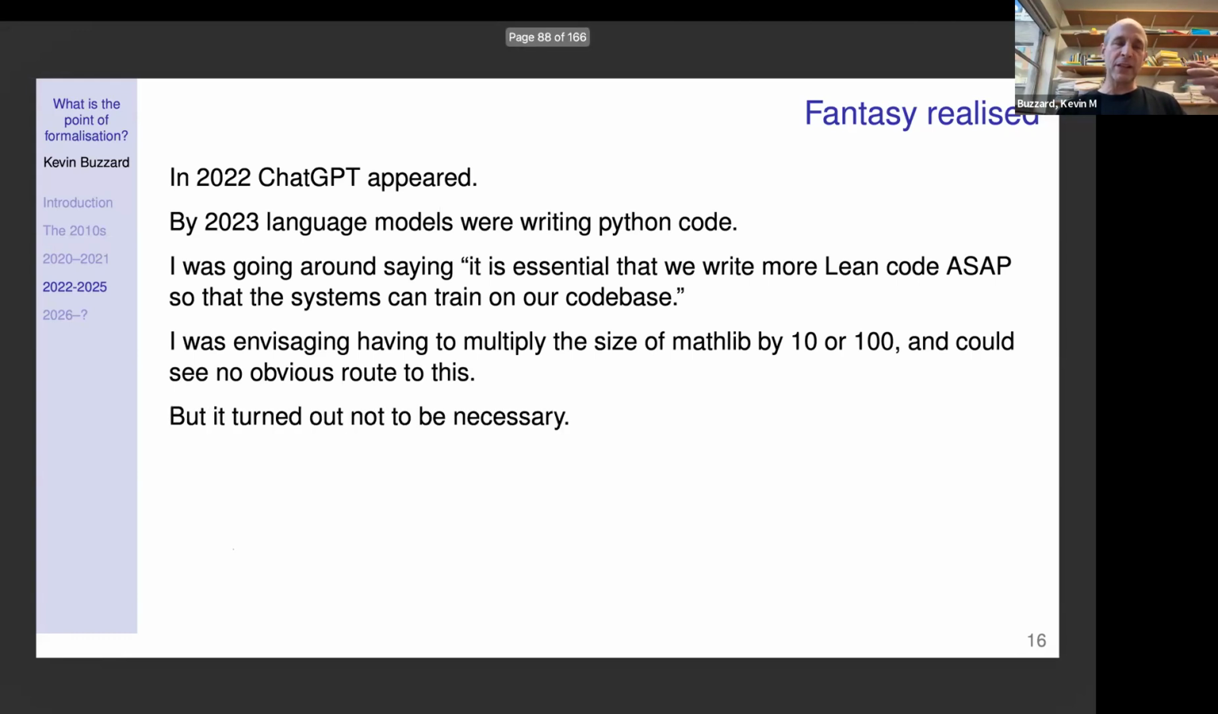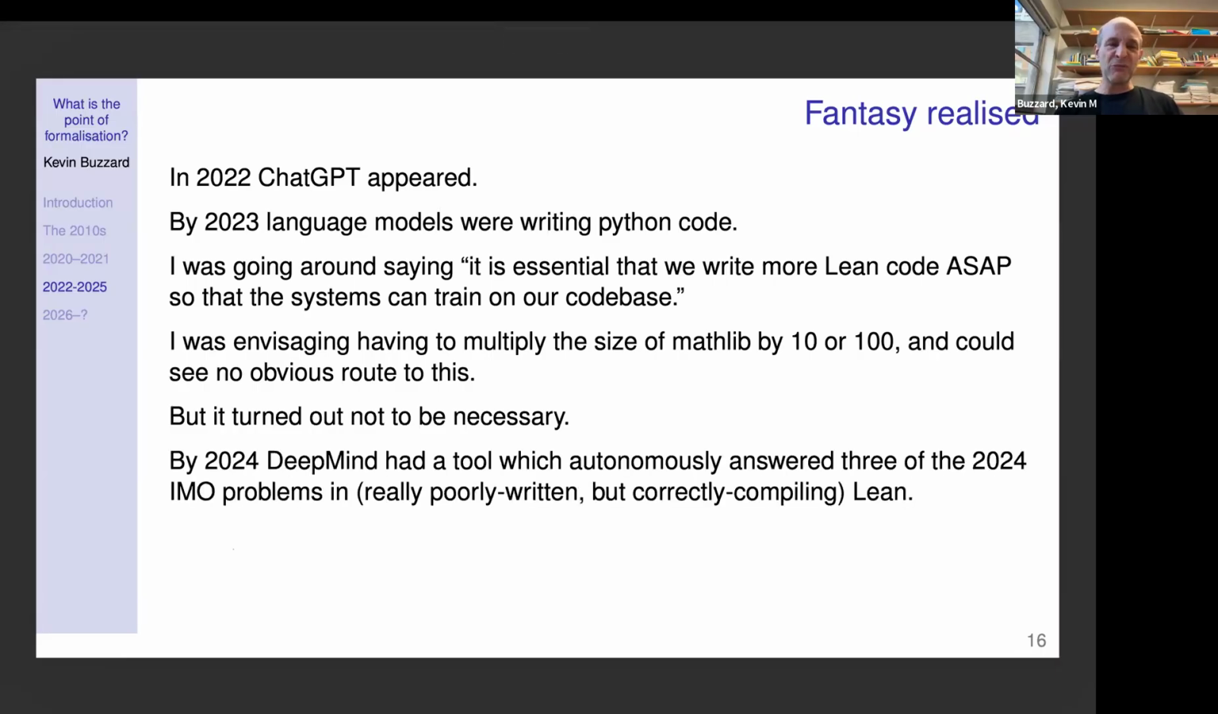But it turned out that was the wrong question because in 2024, somehow using reinforcement learning, DeepMind had a tool which could write Lean code anyway. And it solved three of the 2024 IMO problems in very, very poorly written Lean, which did compile. Like one of the proofs started with "let's do induction on 10," for no obvious reason. And your first reaction to that is, what does it even mean to do induction on 10? But in Lean, you absolutely can do induction on 10. And that was the first line of its proof. If anybody's interested later on, I can tell them what it means to do induction on 10.